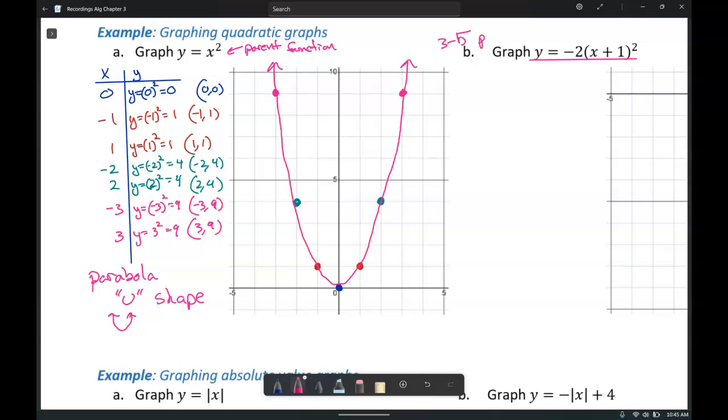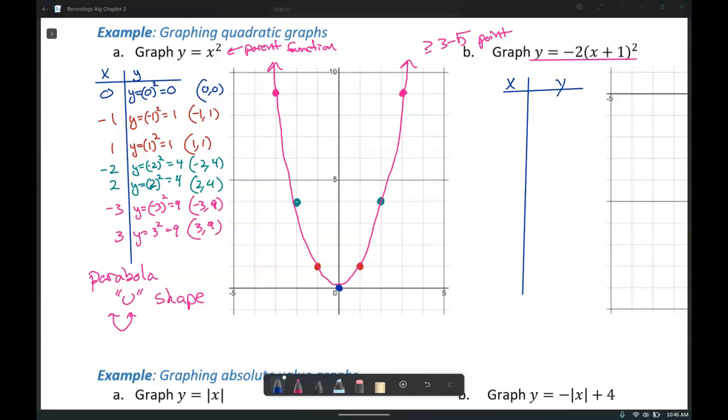We have to find between 3 and 5 points at least, a minimum, so at least 3 to 5 points in order to get our U shape. Once we can see our U shape taking place, we don't need to graph any more points. We can just fill in based off that trend. So let's start graphing our next one.